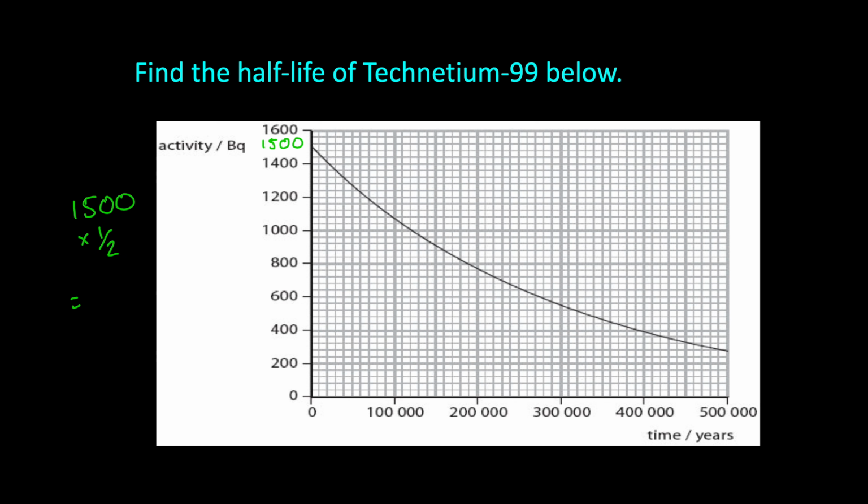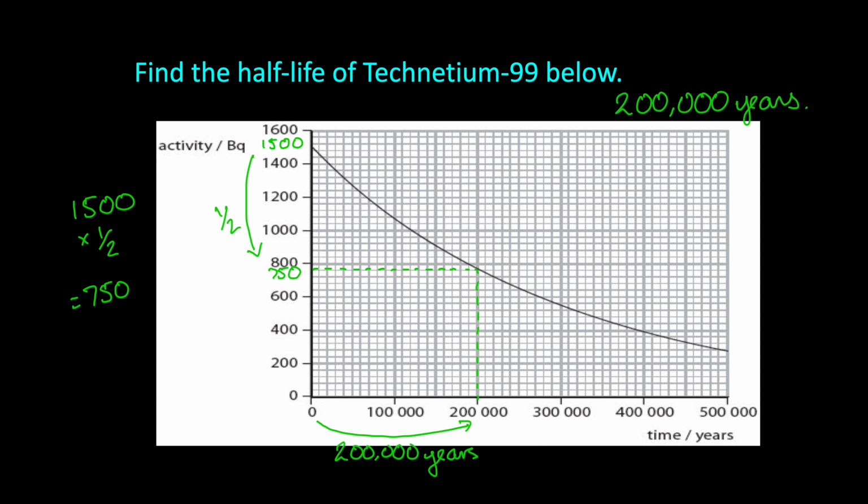Now, using the graph, let's find the amount of time it took for this sample to decay by half, from 1500 becquerel to 750 becquerel. As we can see, it took 200,000 years. So the half-life of this sample is 200,000 years. Hopefully you got that right. This is how we identify the half-life of a sample graphically.